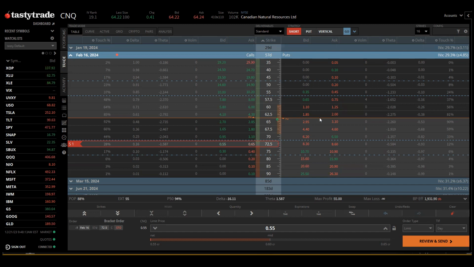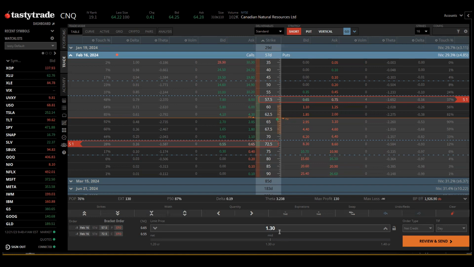And then on the put side, again, we look at our deltas. Our choices are either 16 or 26. Typically I would probably go with the 16. So that gives us about $1.30 in credit. That's fine. My general rule of thumb is I want to collect at least $1 when I put these types of trades on.